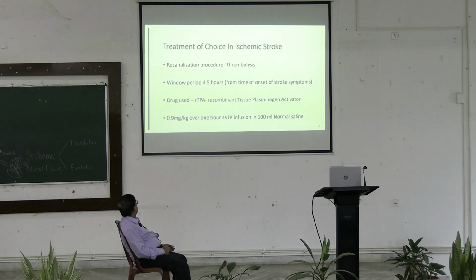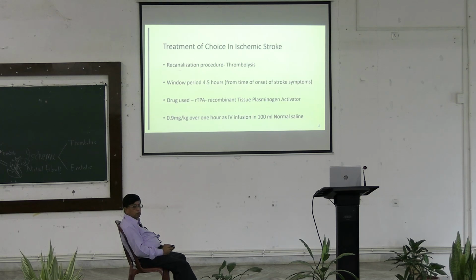What drugs do we use? We use rTPA, recombinant tissue plasminogen activator. The dose is 0.9 milligram per kg over 1 hour as an IV infusion. This is done for Alteplase. There are several others, but two types of drugs are available in the market in TPA. One is Alteplase, one is Tenecteplase. This is the dose given for Alteplase.